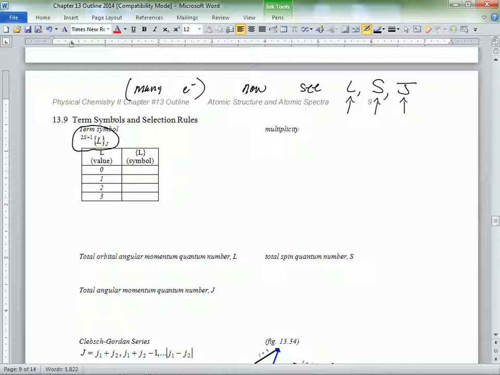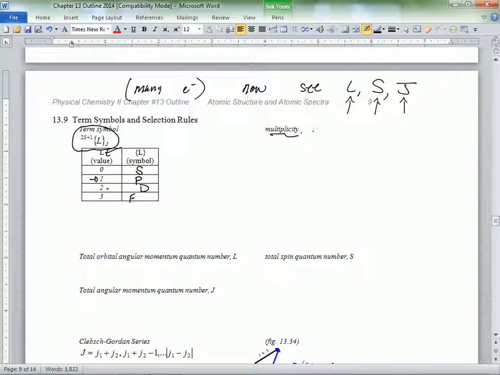If big L is 0, we're supposed to write a capital S for it. If the orbital angular momentum quantum number is 1, we write a capital P in that term symbol. So they're following the hydrogenic orbitals, right? Remember when little l was 0, we wrote an s orbital, and when little l was 1, a p orbital. When the total orbital angular momentum quantum number is 2, capital D. 3 would be probably what? Capital F.